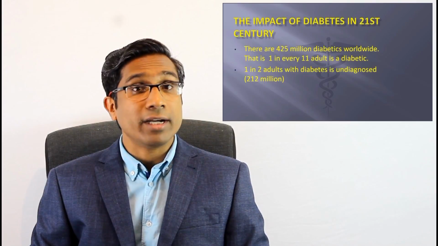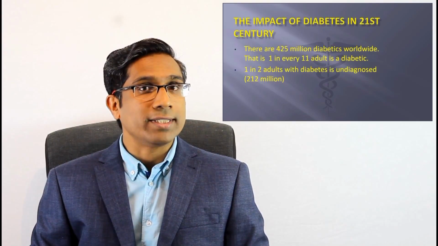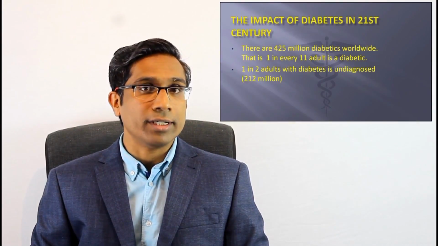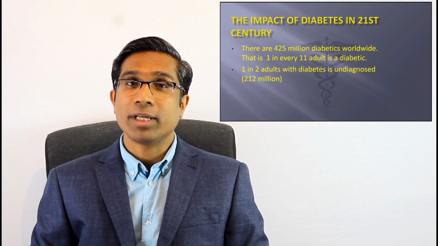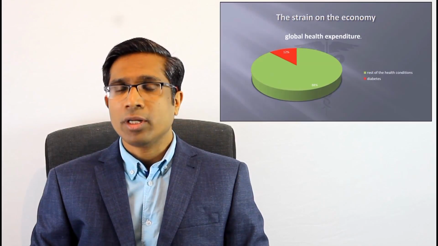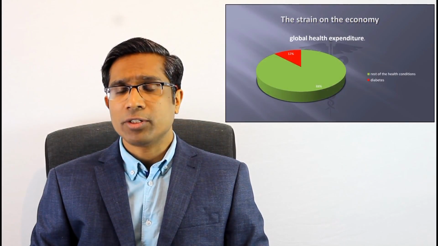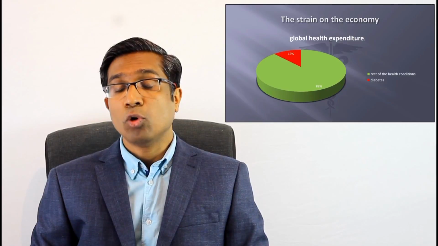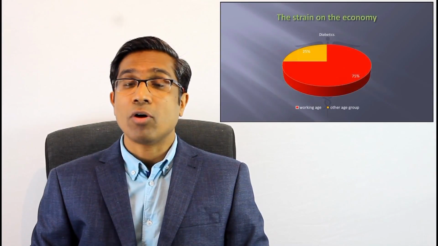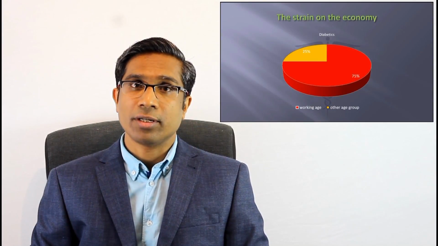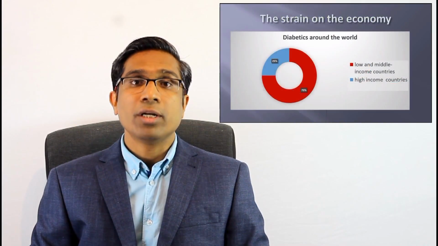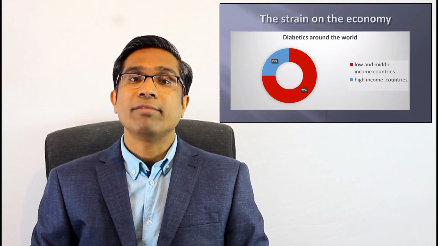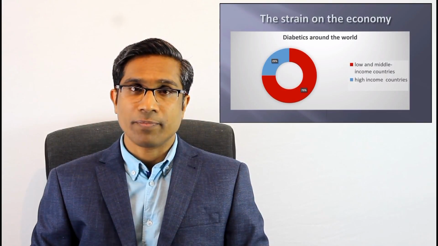As of now, we know that there are 425 million diabetics around the world, which means that 1 in every 11th adult could be a diabetic. We also know that 1 in 2 of the diabetics remain undiagnosed. 12% of the global health expenditure is being spent on diabetes and related conditions. 3/4 of all diabetics are in the working age group.